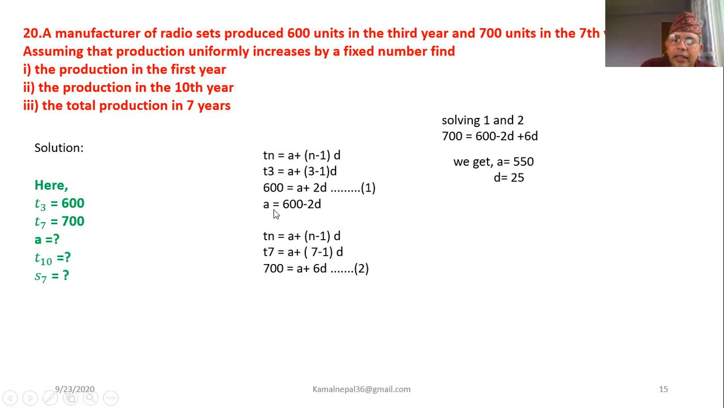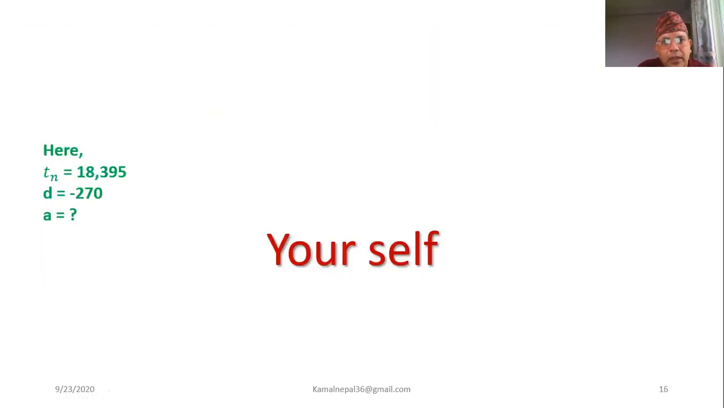Then you will get A also. Then substitute this value and you will get A and D. Then after that find out T10 and S7, you can do this.